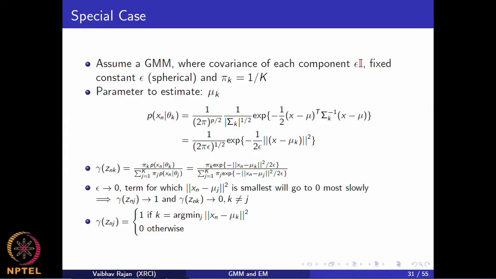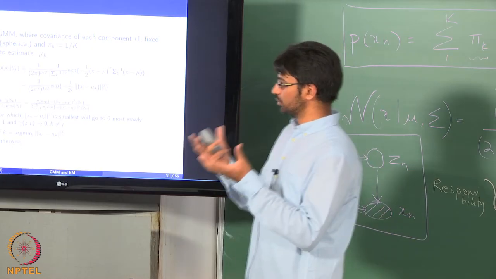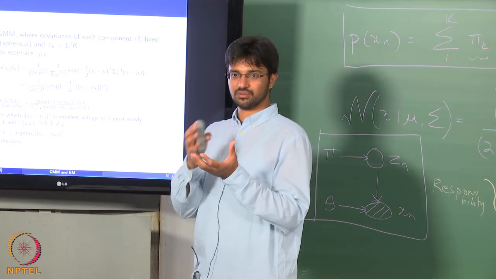So, this is the special case of hard clustering that I was mentioning earlier, right. And what it turns out to be is just setting the responsibility to 1 for that component where the data point is closest to the mean, right. Otherwise the responsibility is 0, right. So, what are we trying to say? The responsibility is just the posterior probability of Zn being equal to k.